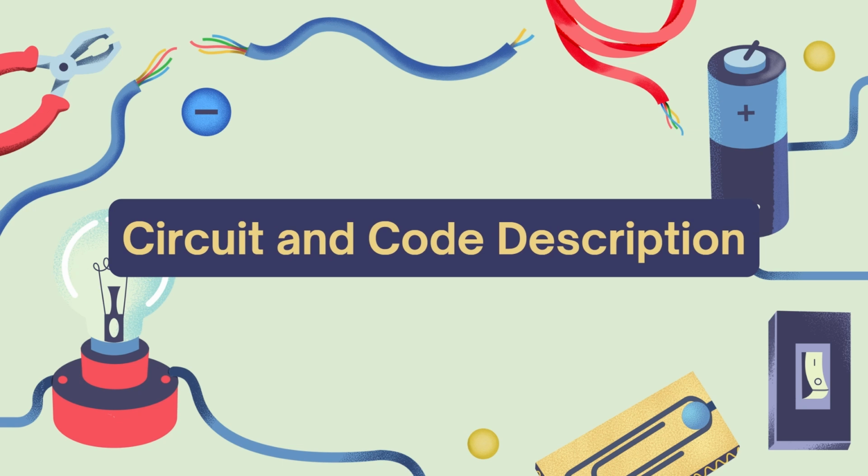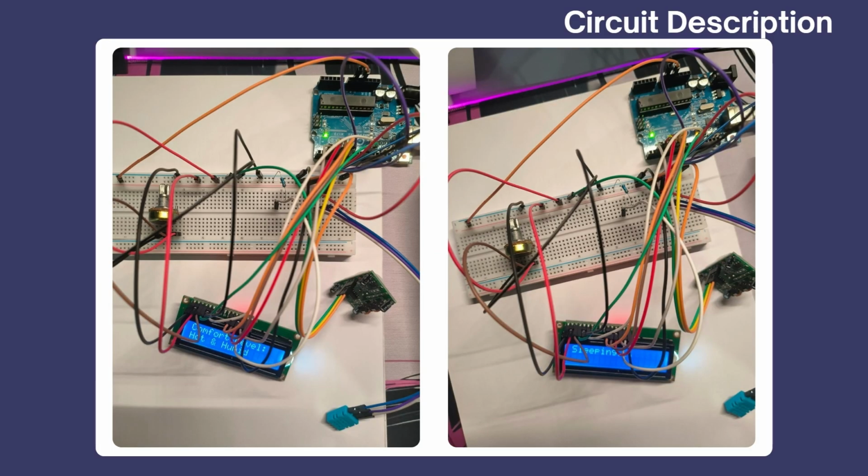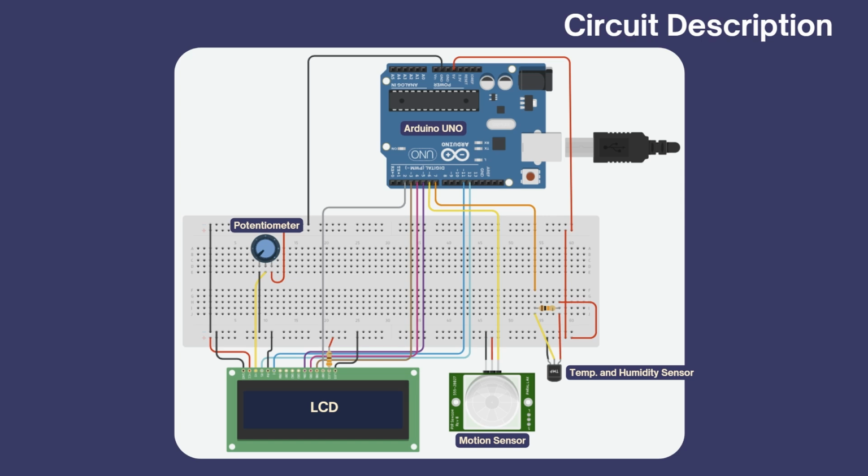So this one I will show you the circuit and code description. Here is the real look at the circuit. I'm not going to show the wiring here because I have a diagram for you to see. Here, this is the circuit description that you can see more easily. So there's the LCD here, motion sensor, temperature and humidity sensor, Arduino Uno, and potentiometer. Look here.